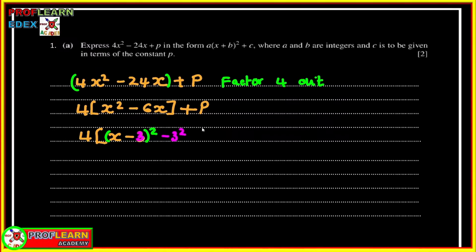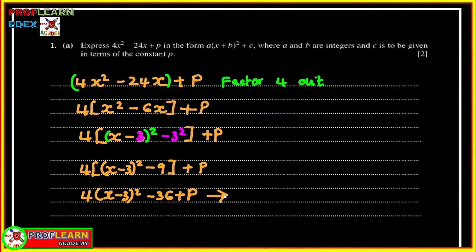Anytime you are completing the square, remember if you expand (x minus 3) squared, you are going to get positive 9 at the end, and yet it wasn't inside that bracket where we have x squared minus 6x. So you have to subtract that so that you retain the information the way it was. If we open the bracket, 4 is going to affect these two terms, and we'll have negative 36 plus p. I'll be happy writing 4 into (x minus 3) squared, and then p minus 36.